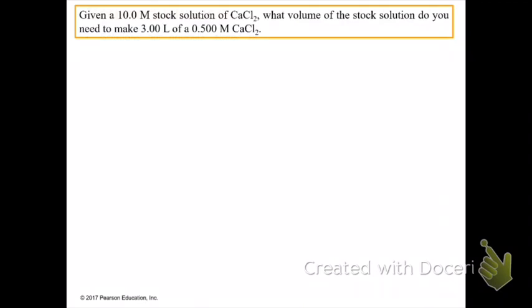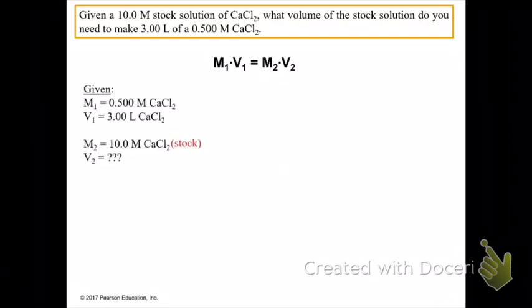So here's an example. Given a 10 molar stock solution of calcium chloride, what volume of the stock solution do you need to make 3 liters of a 0.5 molar calcium chloride solution? So it tells you you have a stock solution, and the concentration is higher, 10 molar. And it's asking what volume of the stock solution you need in order to make this 3 liter 0.5 molar calcium chloride solution. Well, we can use that dilution formula, M1V1 equals M2V2. But let's write down what's given first. We have a 0.5 molar calcium chloride, M2, and the volume that we want is 3 liters. And we're also given the concentration of the stock solution, which is 10 molar.